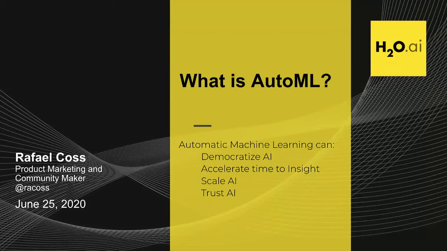Thanks, Shabar. Hi, folks. My name is Rafael Cos, as Shabar mentioned, and today's topic is what is AutoML. I have been in the software and data and analytics business for almost 25 years, really focused on the bleeding edge, and now I'm here with H2O.ai, focused on AI. One thing I'm really excited about is this whole notion of democratizing AI. One of the key aspects of AutoML, in my opinion, is that it's going to be a key factor in being able to democratize AI, really make AI available to a lot more folks, right?